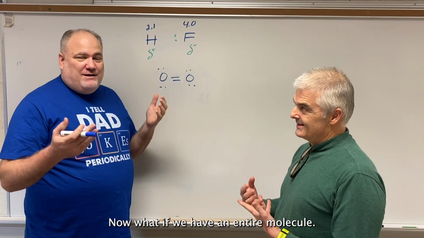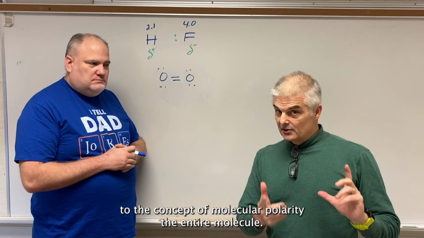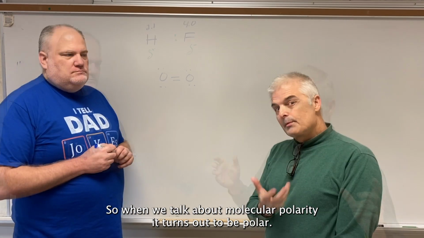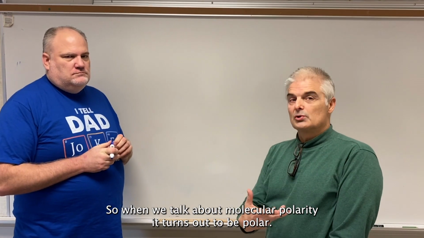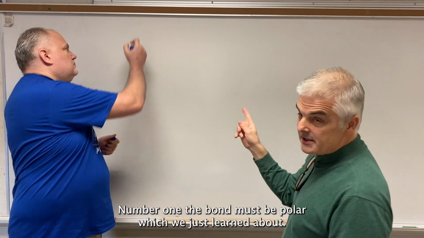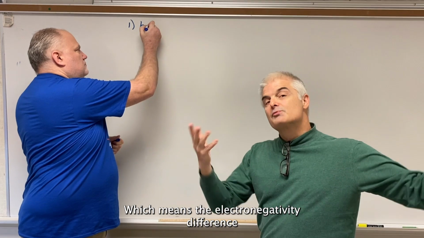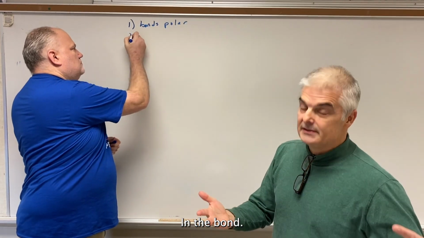Now what if we have an entire molecule? So now we're switching to the concept of molecular polarity, the entire molecule. When we talk about molecular polarity, for a molecule to be polar, you have to have two things happen. Number one, the bond must be polar, which we just learned about, which means the electronegativity difference has to be greater than 0.4 in the bond.